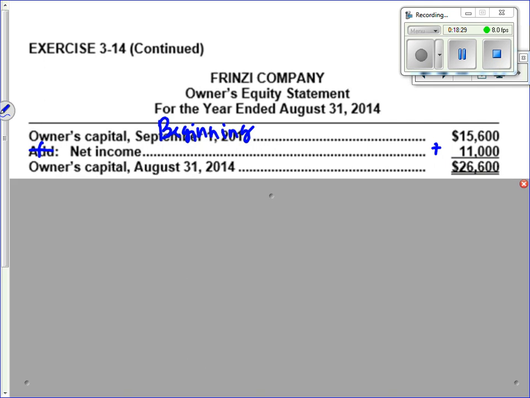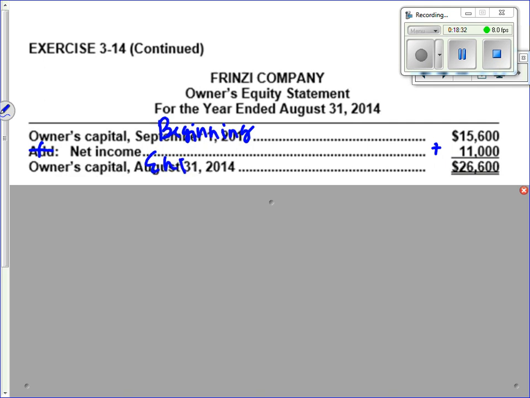So now we've got owner's capital, comma, the end of the fiscal period. They started with 15,600. We added what came from the other statement to end with 26,600. We're done, so let's go ahead and double rule.